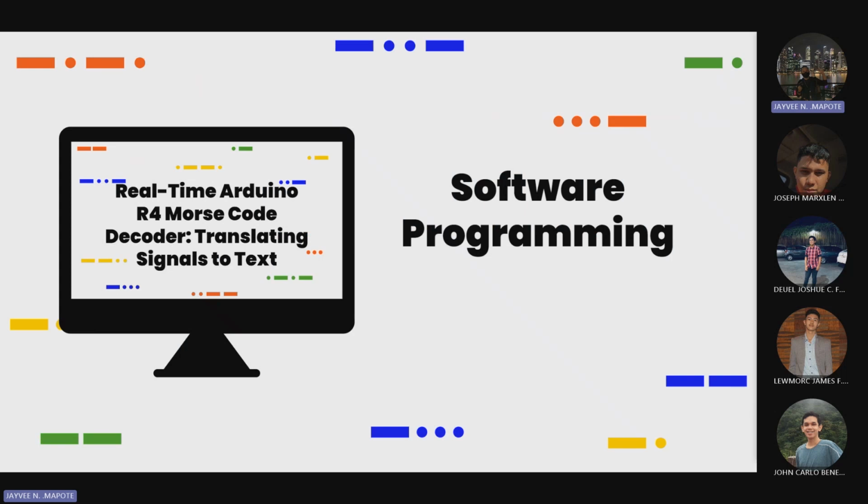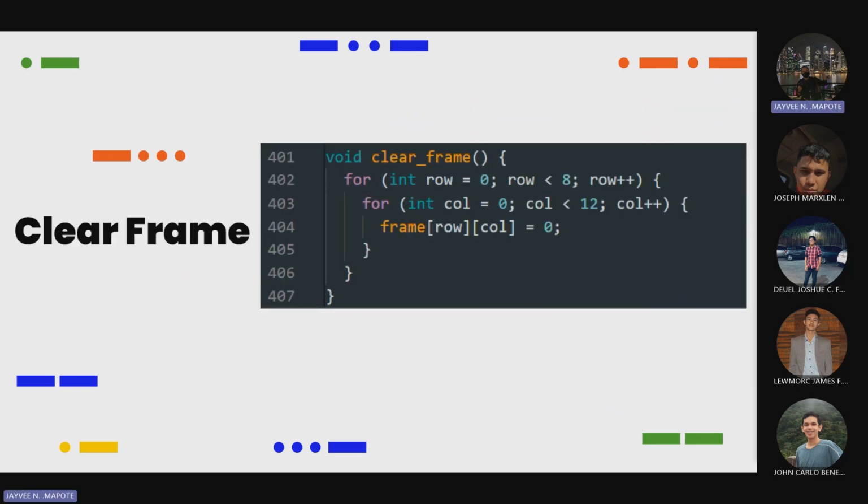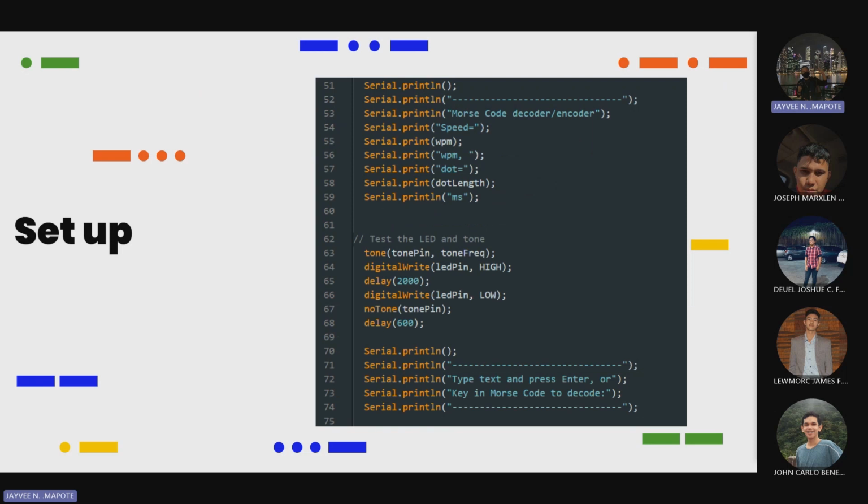And then in our software programming, our first method will be the add frame function. It's just a simple if else and for loop function that will identify the character. Here in the clear frame, as the name suggests, it will basically set all the matrix to zero, turning them off. And here in the setup, it's just a regular setup function for the Arduino. It will just display or do what is needed at the start of the program.